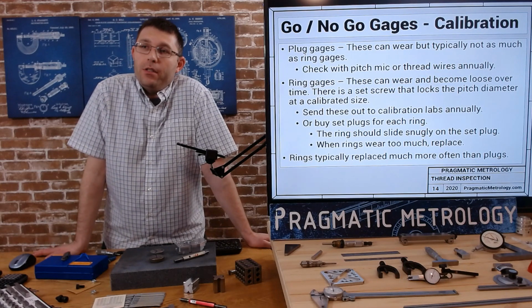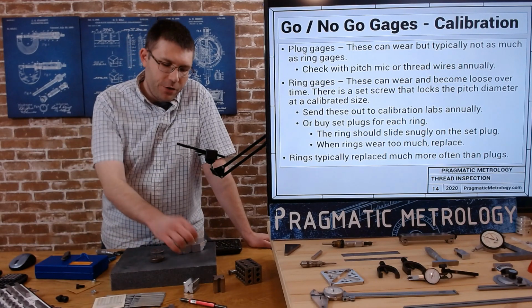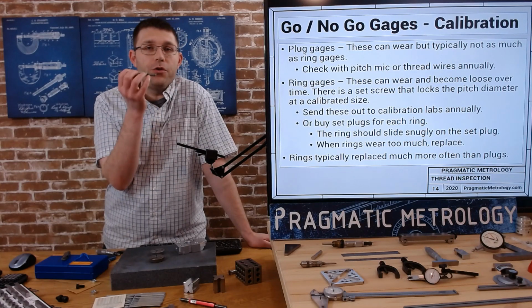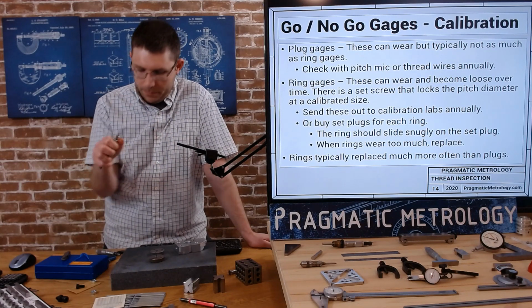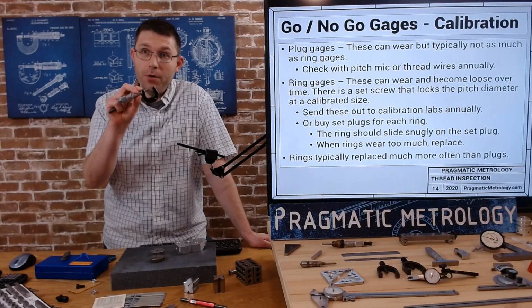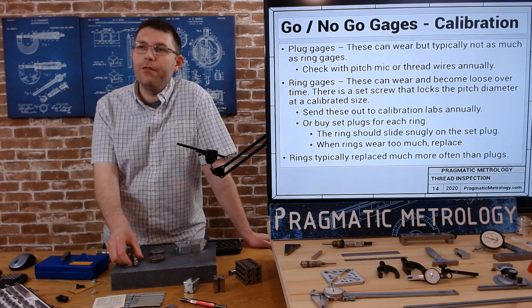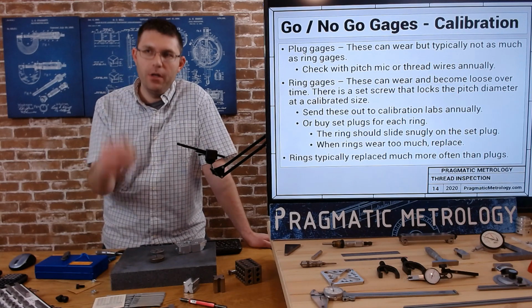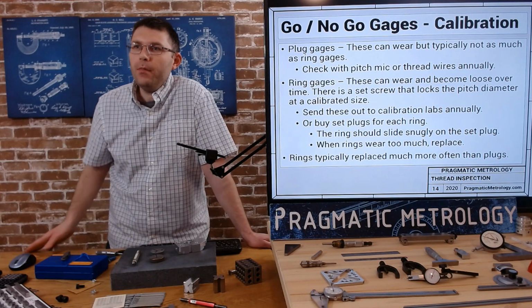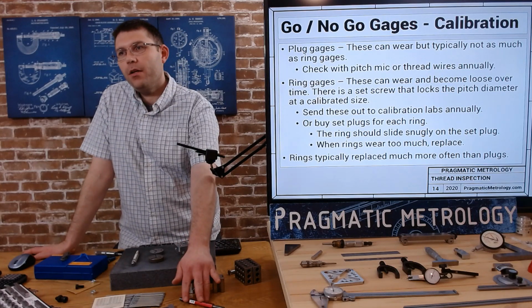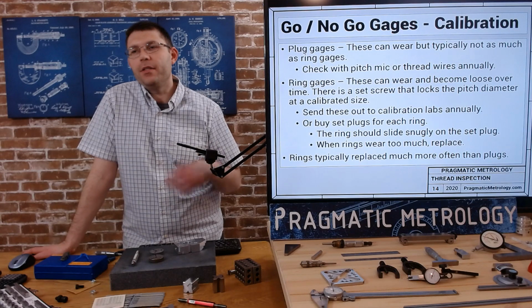In order to calibrate a plug, as I mentioned, you can use a pitch micrometer that's calibrated. You can use thread wires and a regular micrometer. We're going to do that in this video. As long as everything's calibrated when you're checking this, you're going to be okay. For the ring gauges, you can use the calibrated set plug, or you can send them out to a lab and have them do it.